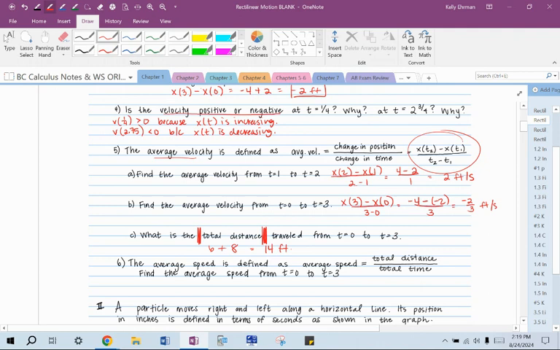Average speed is defined as total distance over total time. So that means that we're taking our total distance, which we just found, 14 feet, and we're dividing it by the total time that passed. 3 to 0 seconds is 3 seconds. So that's 14/3 feet per second. That's the average speed from 0 to 3.